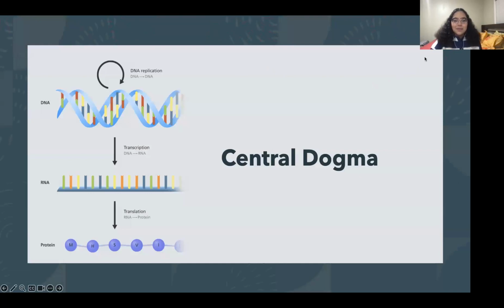Obviously, the central dogma is the main part of mole bio, and that's just the flow of information from DNA to RNA to protein. So DNA replicates itself to make more DNA, then the process of DNA going to RNA is transcription, and then RNA to protein is translation. And you're going to need to know all of those in detail, and any kind of questions about those could come up.